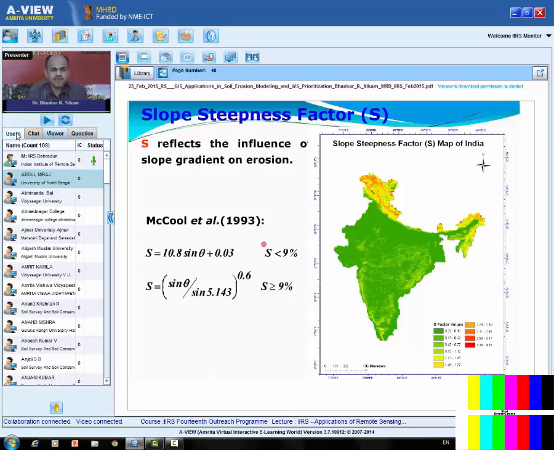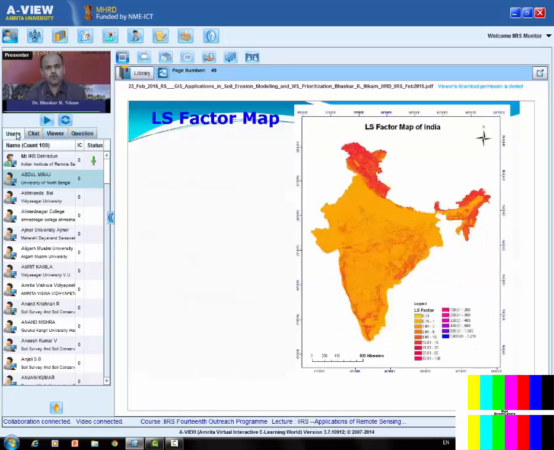In the original USLE, because the original universal soil loss equation was developed for agricultural watersheds only, only one slope range was available. Whereas in the revised universal soil loss equation, there are two slope ranges available.